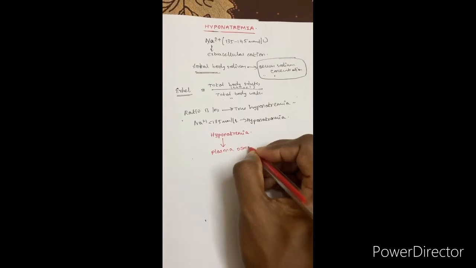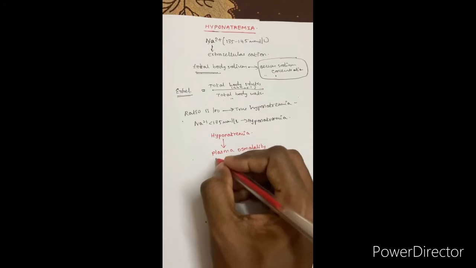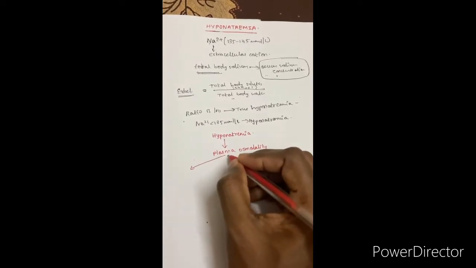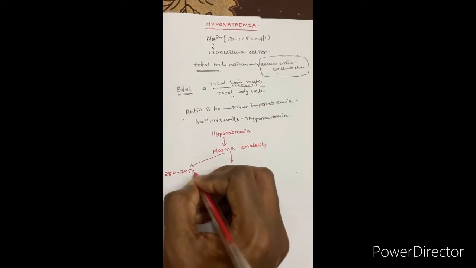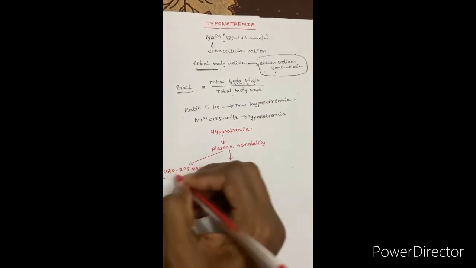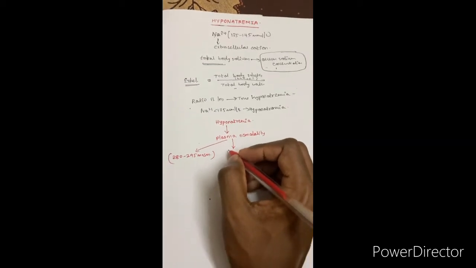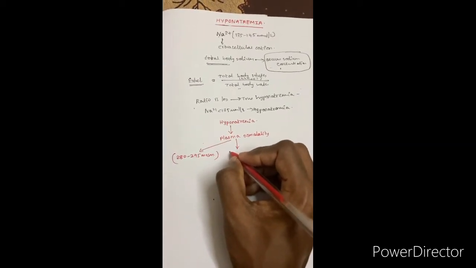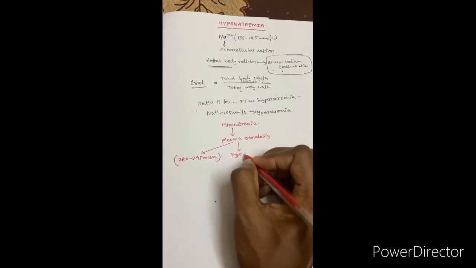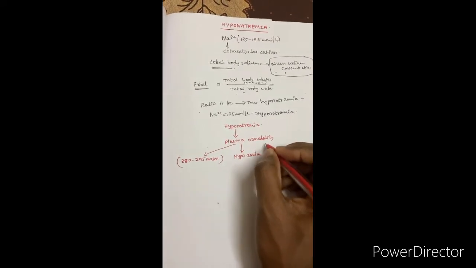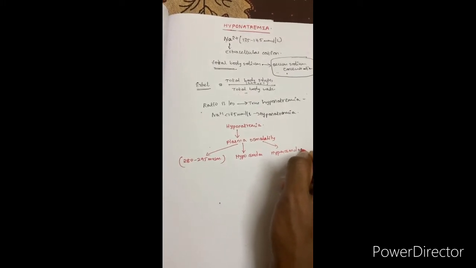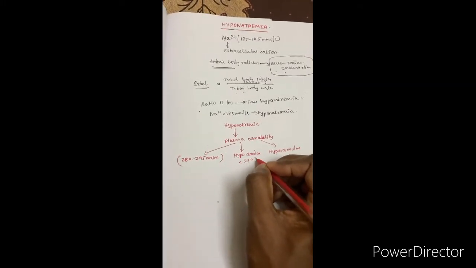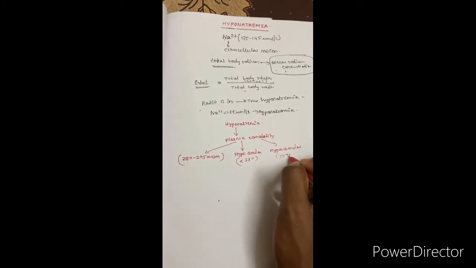What will you get with plasma osmolality? The normal plasma osmolality is 280 to 295 milliosmoles. Hypoosmolar means less than 280, and hyperosmolar means more than 295.